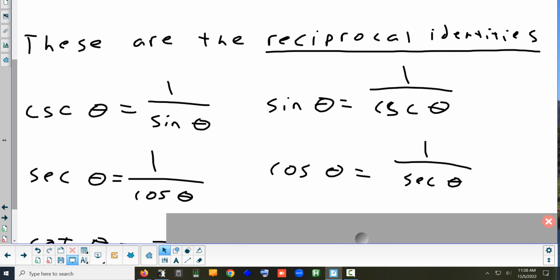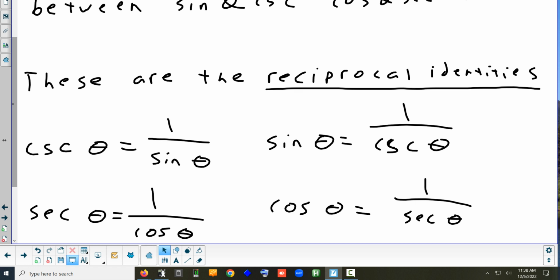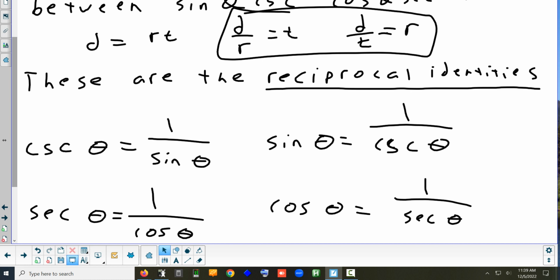These two are not different identities. They're the same identity rearranged. It's kind of like saying, I don't know, distance equals rate times time. And then you just take that formula and write it different ways. Distance over rate equals time. How else could you say? Distance over time equals rate. This is basically what we're doing right now. All you're doing is switching two things. So they're the same formula.